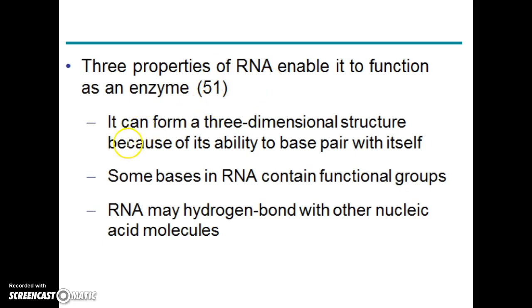three functions. First, it can form a three-dimensional structure because it can base pair easily with itself, and we saw some examples on the spliceosome specifically where RNA can actually bond to RNA, forming those hydrogen bonds. Additionally, some bases in RNA contain functional groups. That's going way back to Chapter 2, the functional groups that have specific properties, and amino acids usually consist of those functional groups. Well, RNA sometimes will contain those as well, allowing it to have a unique function. It will do something depending on what it has or does not have. And lastly, and I actually kind of mentioned this already, RNA can hydrogen bond with itself, so with other nucleic acid molecules, that would be other RNA molecules.